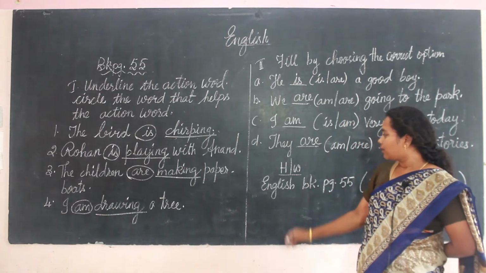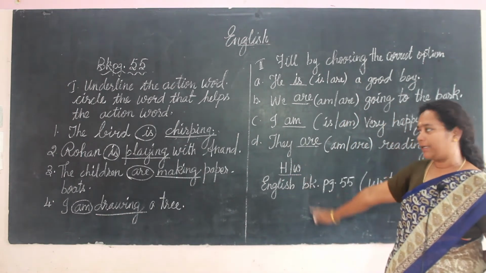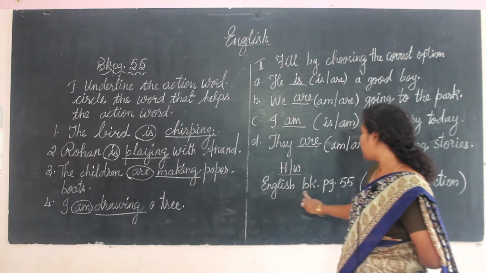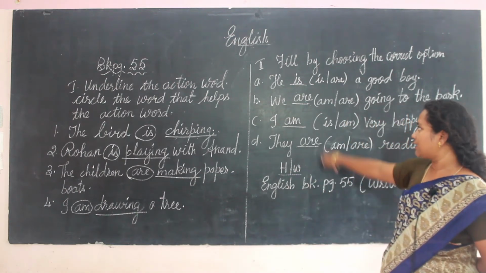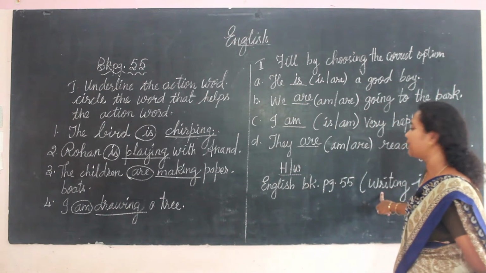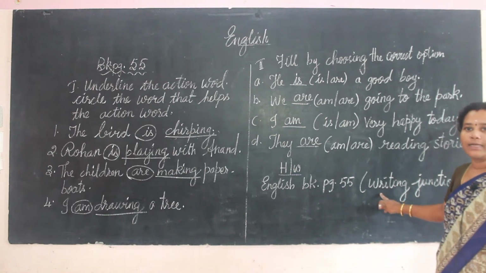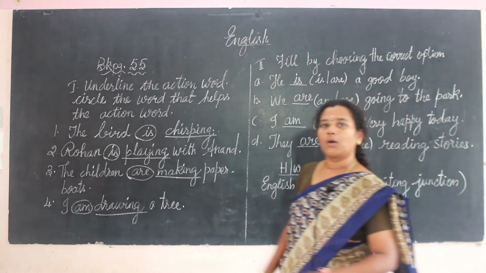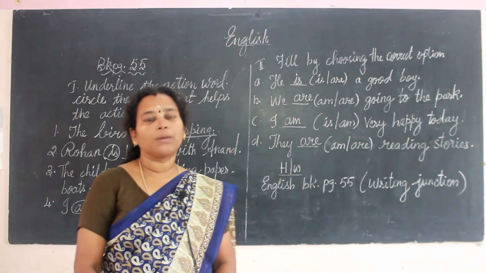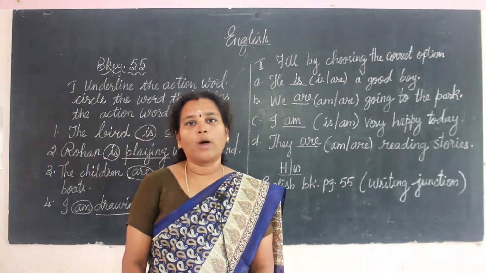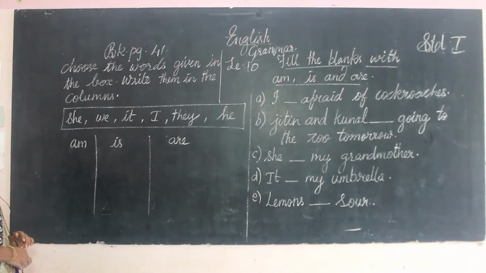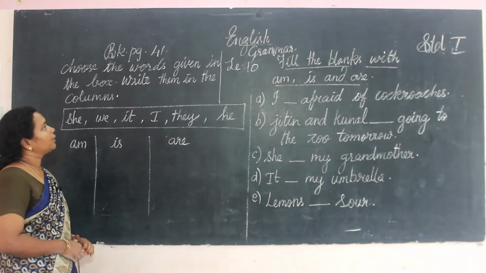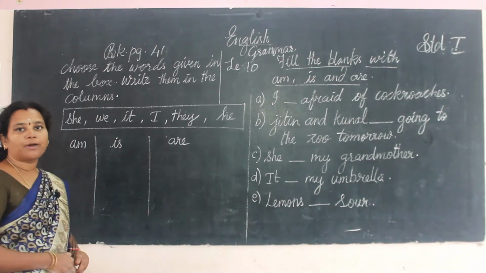So keep it up. See the homework for you, my dear. Homework is English book page number 55. In the last part, there is a writing section. There is a passage given to you. You have to complete it. Now let us see the grammar book page number 41. Yes, my dear students, see here. Now we are going to see the English grammar book page number 41.